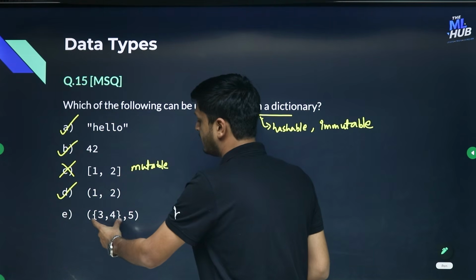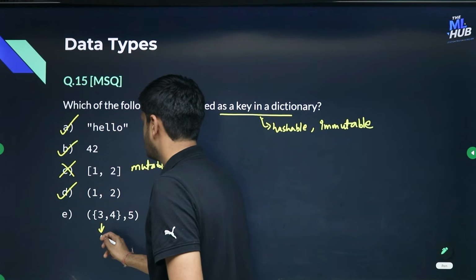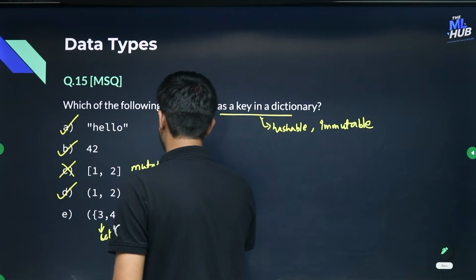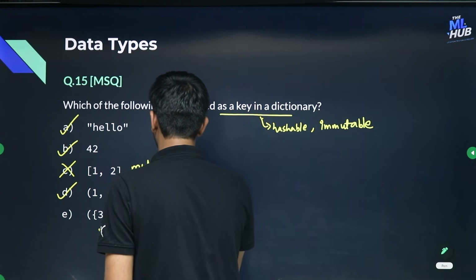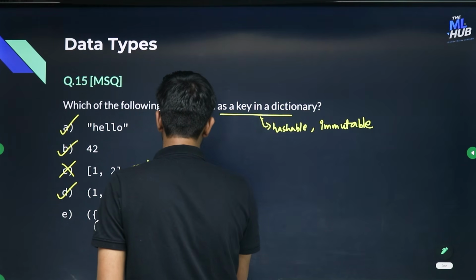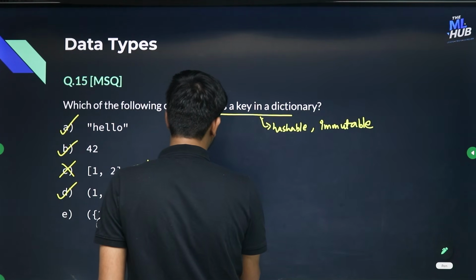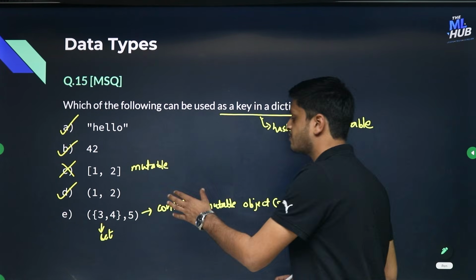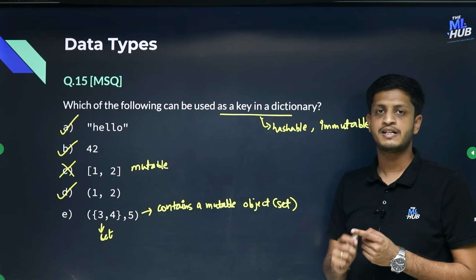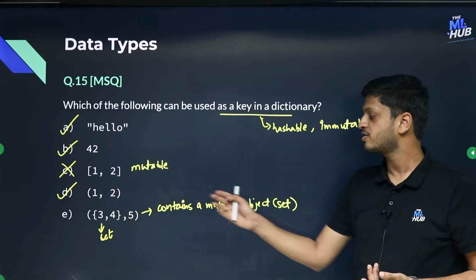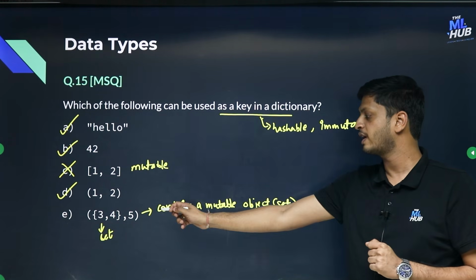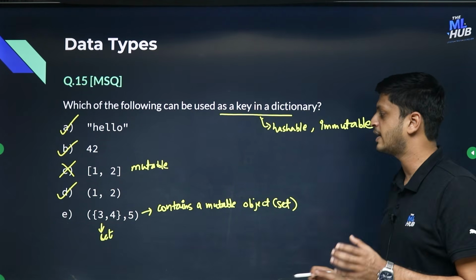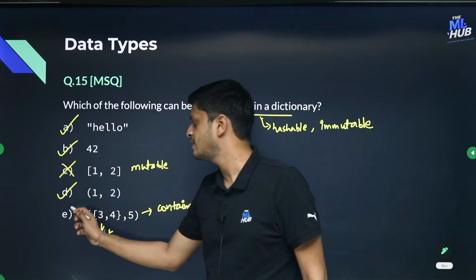Then option B is a tuple containing a set. So this tuple contains a mutable object. Although tuples are immutable, this tuple contains a mutable object, the set here. And hence you cannot calculate the hash value of this tuple. Any tuple which contains a mutable object becomes unhashable because the object inside it is mutable. If you calculate the hash of this using the hash function, you will get an error and it cannot be used as a key in a dictionary. That's why option E is incorrect.